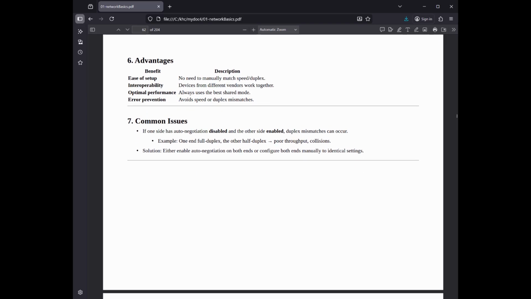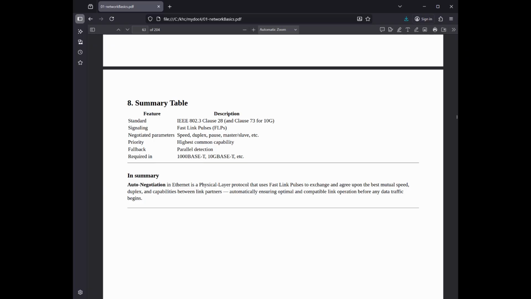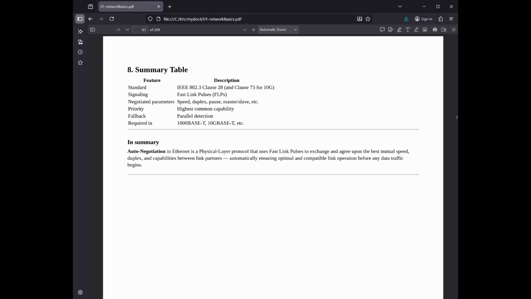In summary, the primary feature of auto-negotiation is its ability to establish reliable, high-performance links with minimal human intervention, ensuring interoperability across a wide range of Ethernet hardware.